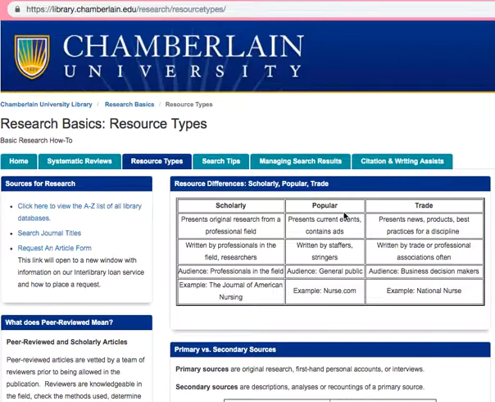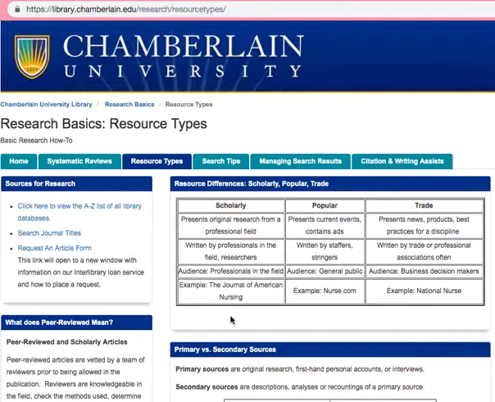And so I'm going to base what we are calling scholarly on the Chamberlain University Research Basics Resource Types webpage. So if you go to library.chamberlain.edu/research/resource types, you will come to this page. And right here in a simple table, we see scholarly, popular, and trade. And so based on these three categories, we can determine if a resource is indeed scholarly or not.